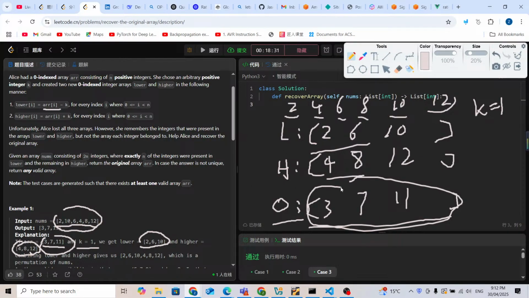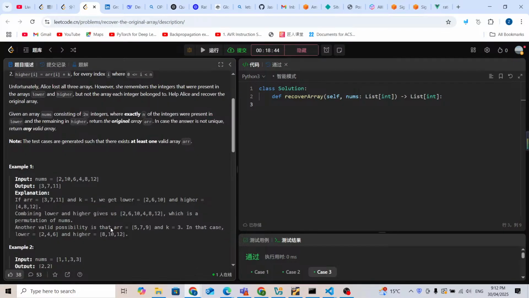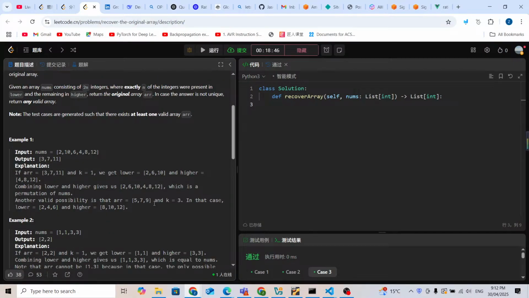So this kind of problem is called structural problem. So we need to structure lower, higher array and the original array. If we can structure it, we can return true. Otherwise, it's going to be false. As you can see the example, there's another case. If k equal to 3, it is also okay. Like 2, 4, 6, 8, 10, 12. It is also okay. If we can find any one of them, we're going to return true. Otherwise, it's going to be false.